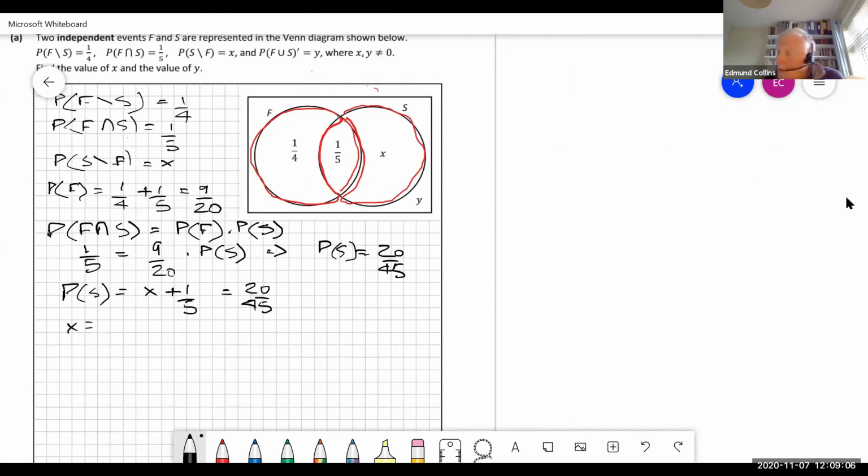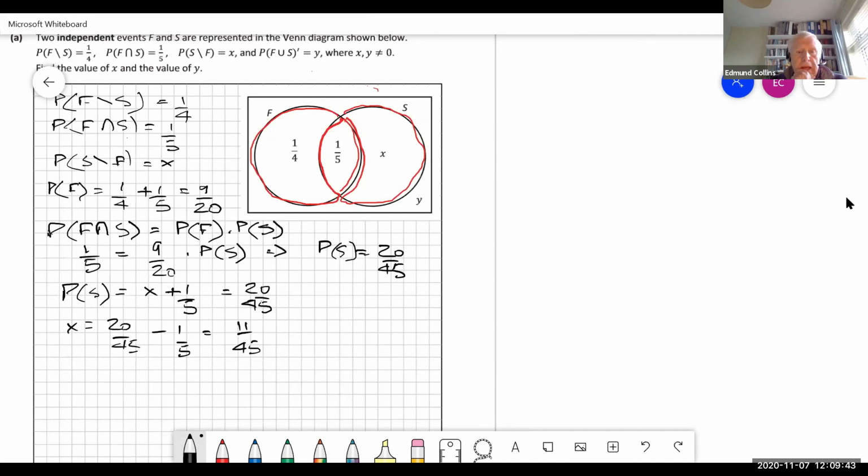So X equals 20 over 45 minus 1 over 5, or 9. It's 9 over 45. So that equals 11 over 45. So there's the first part of the question.